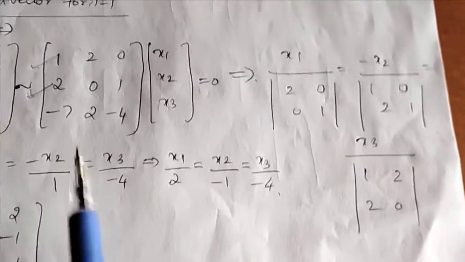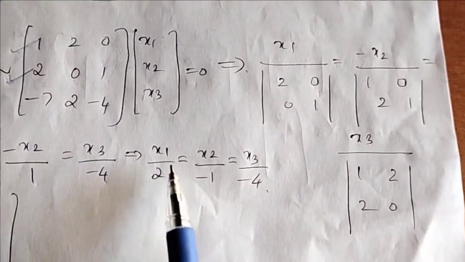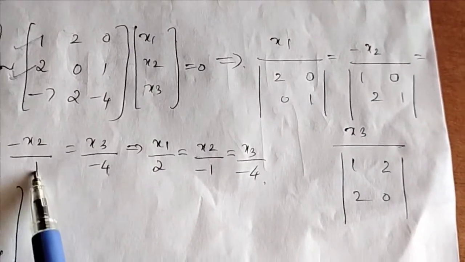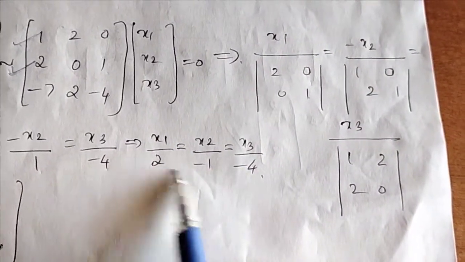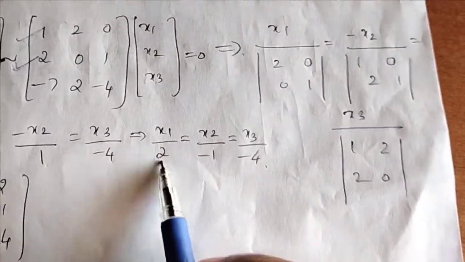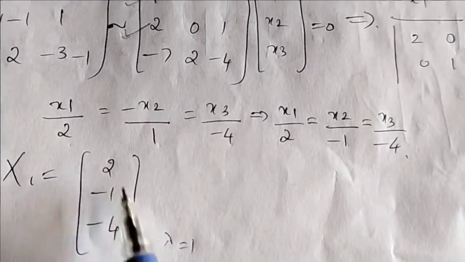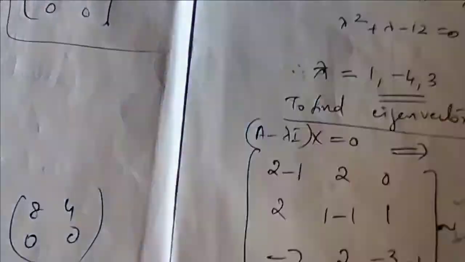Okay, so this is x1 by 2, minus x2 by 1, x3 by minus 4. Or x1 by 2 is equal to, this is minus x2, so this minus can be taken to the denominator, so x2 by minus 1, x3 by minus 4. So we get the denominators as the eigenvector. The denominators are 2, minus 1, minus 4. So this is the eigenvector corresponding to lambda is equal to 1. Okay, if there is a common term, we can divide by that common term also, because infinite numbers of eigenvectors are there. So next is lambda is equal to minus 4.